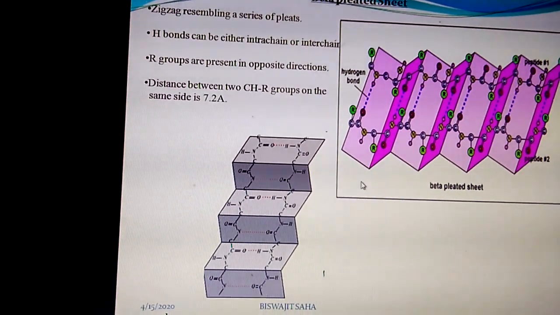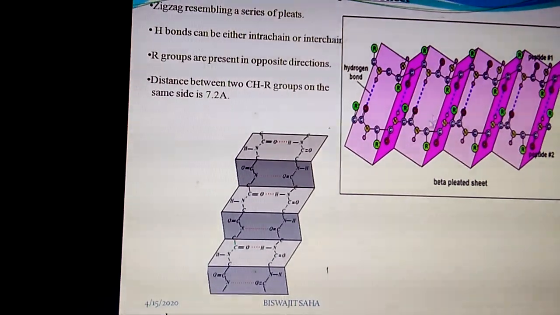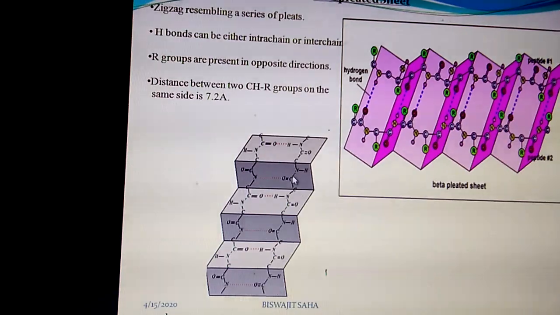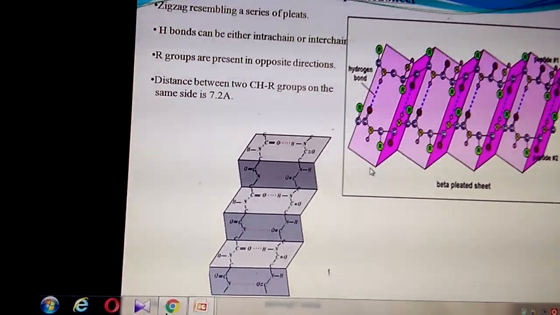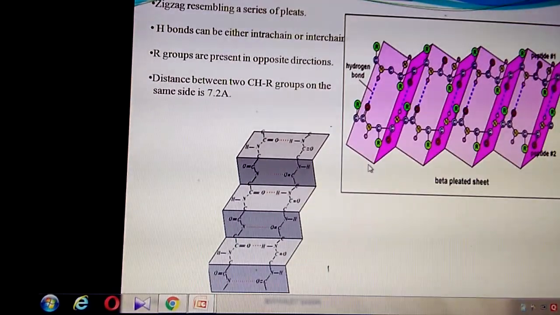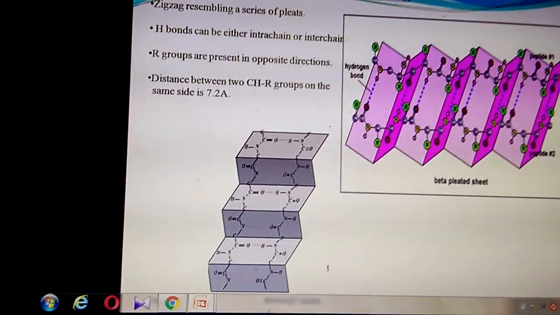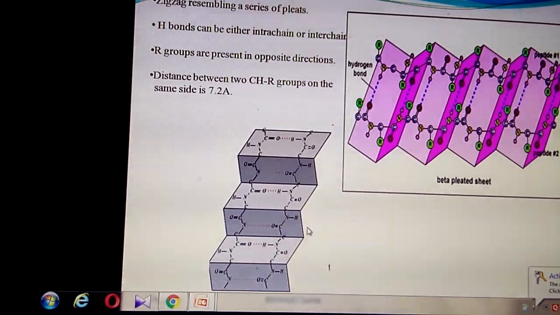In beta conformation, the backbone of the polypeptide chain is extended into a zigzag. This is the zigzag structure. You can see that this is the zigzag structure rather than the helical. In the silk protein fiber, the zigzag polypeptide chains are arranged side by side to form a structure resembling a series of pleats. This is the pleat structure. That is why it is called beta pleated sheet.